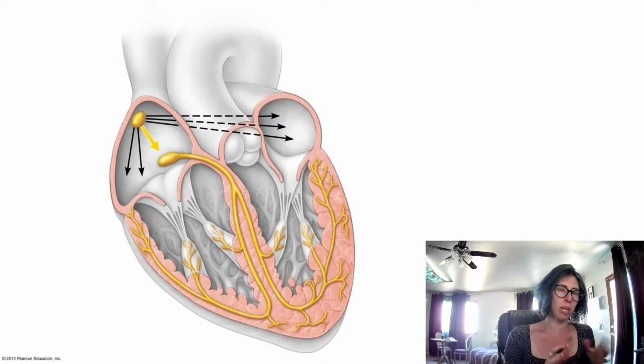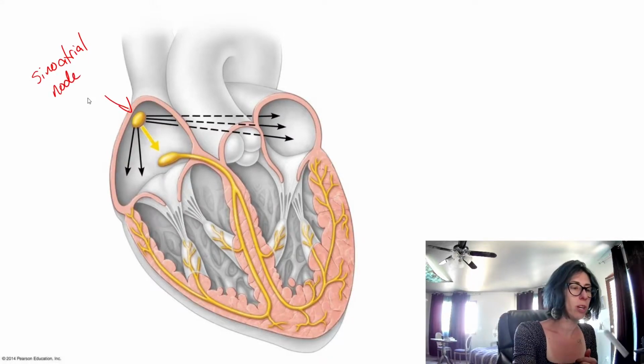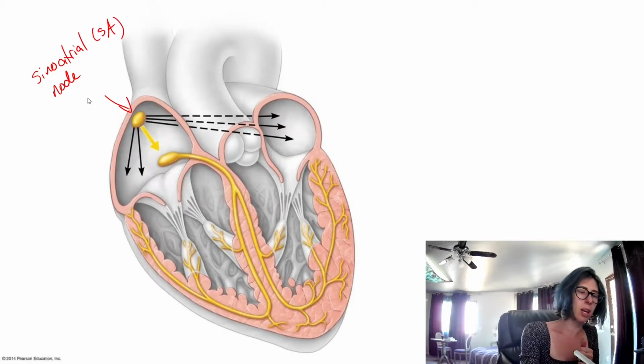There are different names for different regions of these pacemaker cells, different clusters. The first cluster of pacemaker cells is called the Sinoatrial Node, or the SA node for short. Then we have the Atrioventricular Node, or AV node for short.